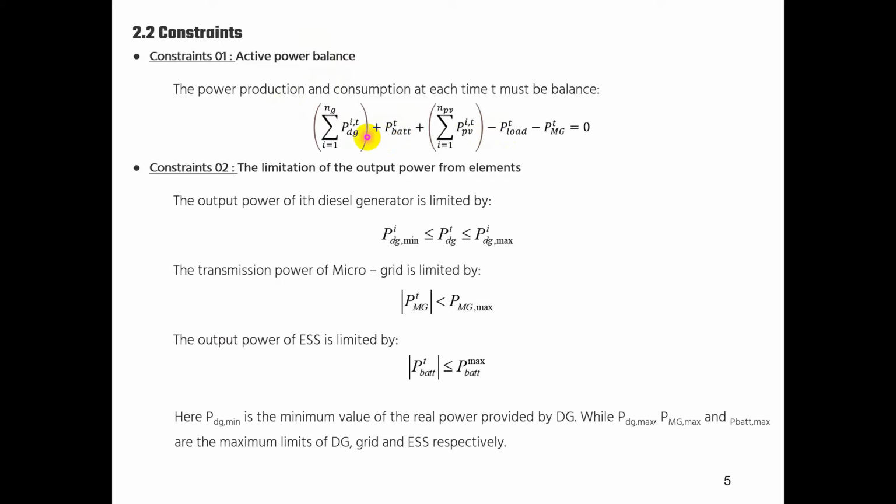It describes that the sum of the power provided by the diesel generators at time t, plus the power from the batteries at time t, plus the sum of the power provided by the photovoltaic sources at time t, minus the power of the load, minus the power of the grid, has to equal 0.